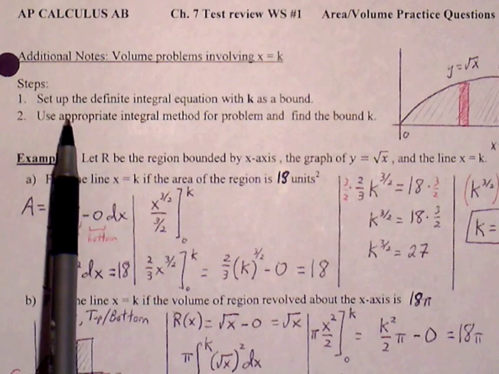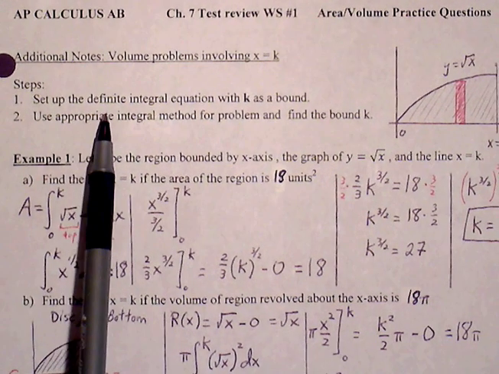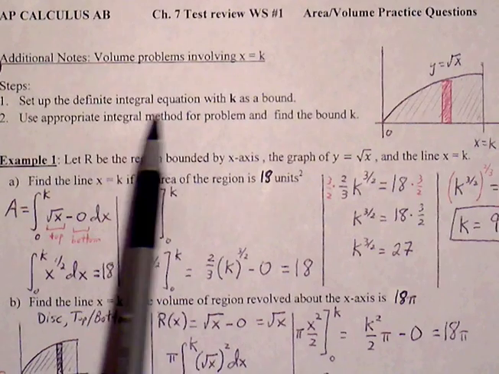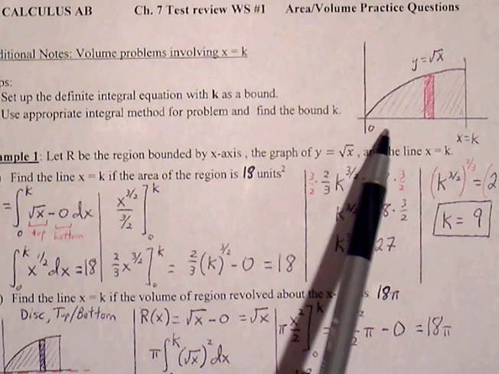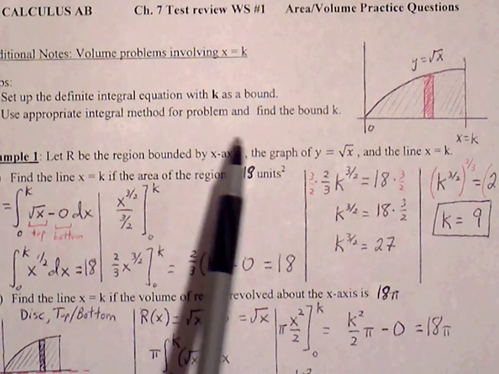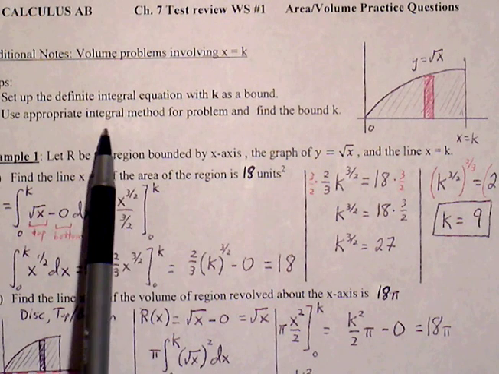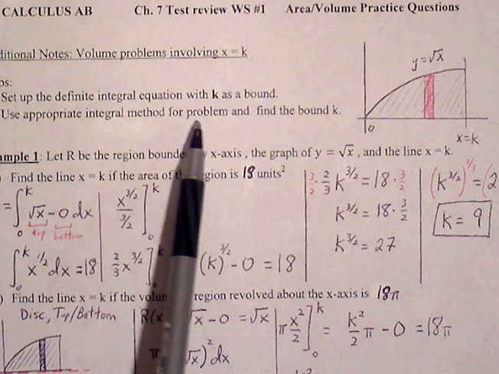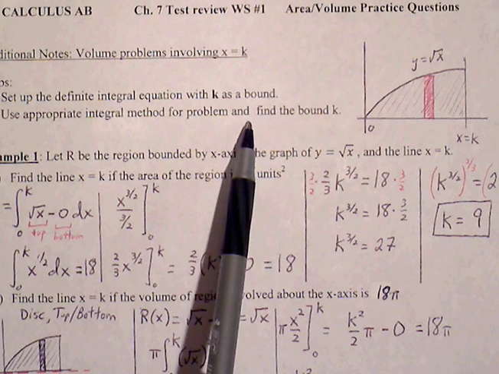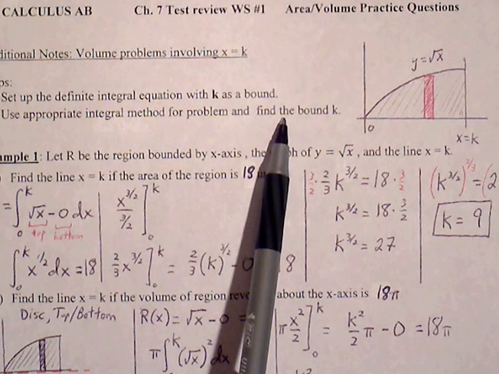So the steps that we're going to take: we're going to set up the definite integral equation with k as a bound. In this case, k will be the right bound or upper bound. And then we're going to use the appropriate integral method for the problem to solve it and find the bound for k.